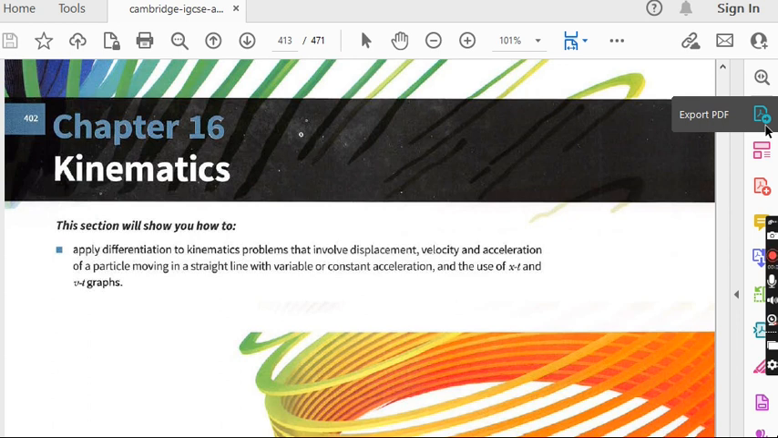Students, in the last lecture we finished a very important chapter, chapter number 15, integration. Today we are going to start another very important chapter, chapter number 16. The name is kinematics.